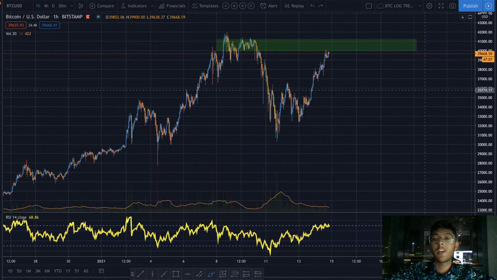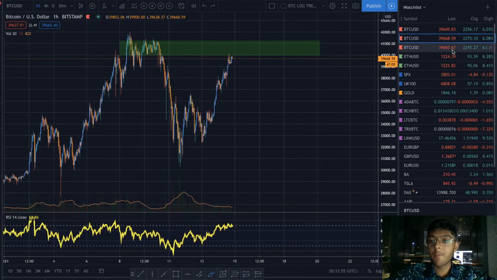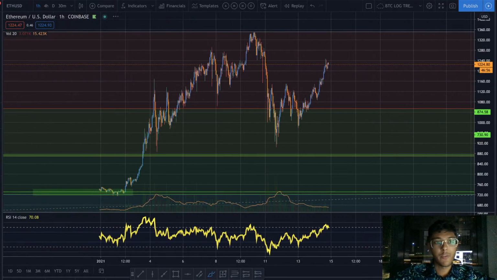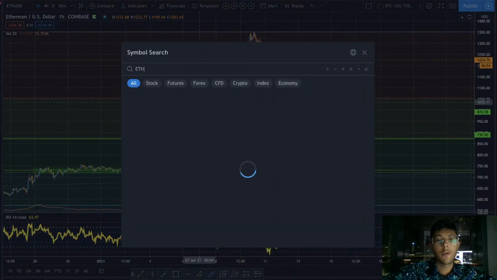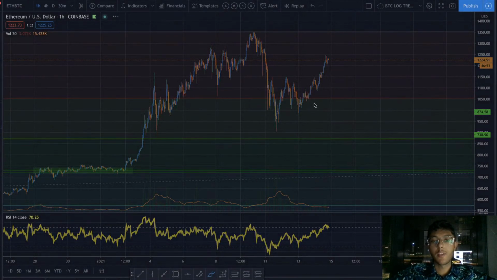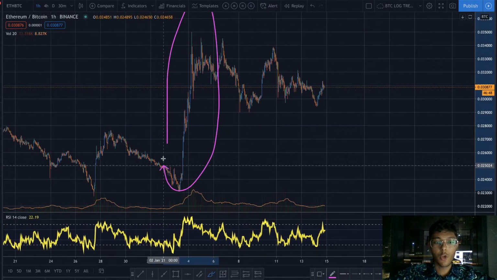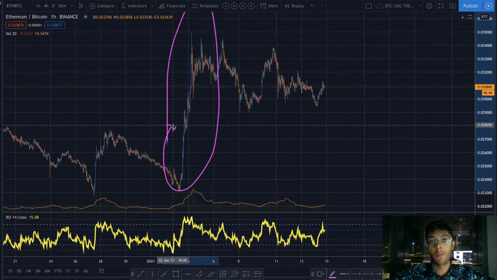The other thing I want to take your attention to is what's happening with Ethereum. Ethereum has been moving very nicely. Ethereum is up by 8.2% today, 8.4% on this chart, whereas Bitcoin is only up by 6%. So we are seeing now that Ethereum is outperforming Bitcoin. And if we take a look at this on the ETH BTC chart, we can see very clearly when Ethereum's dominance shot up. This is exactly what we predicted on the channel.